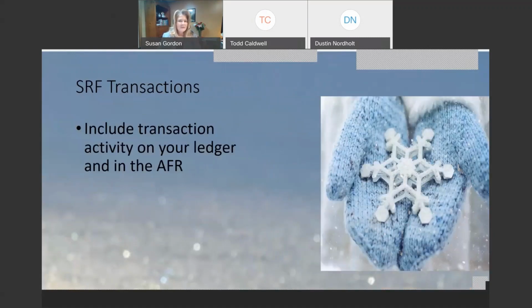SRF transactions, you do need to include that activity in your ledger and in the AFR. Even though it's handled by another bank like the Bank of New York, those are still your city or town transactions, so you'll need to include those.